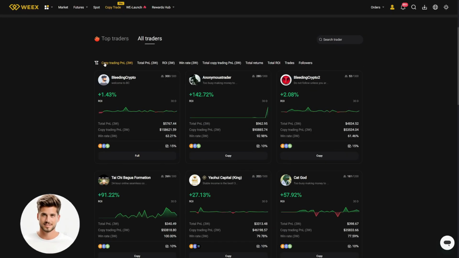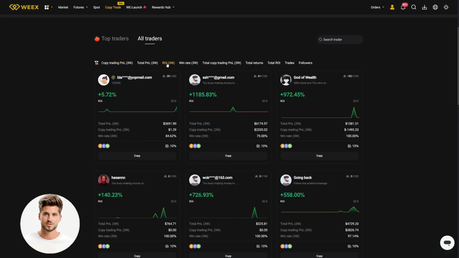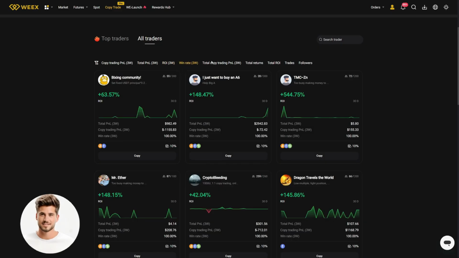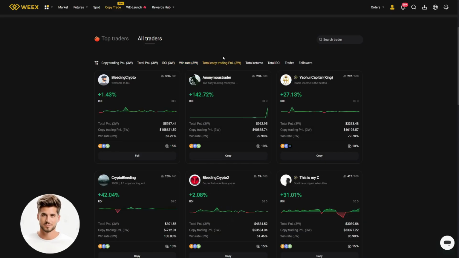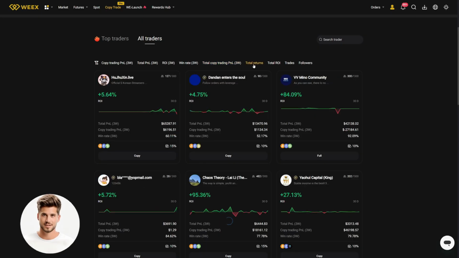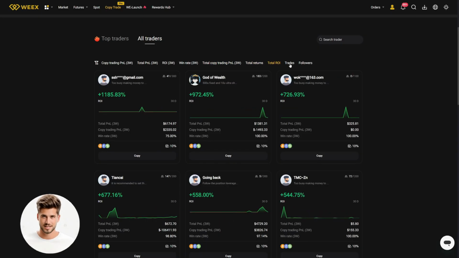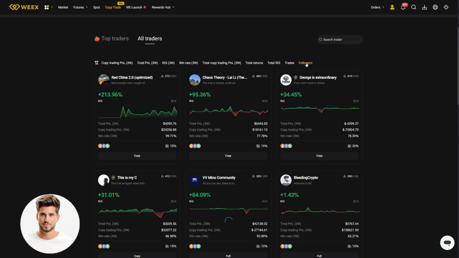We have different options to sort for different types of traders. For example, how much money he made in the last 3 weeks, what his return on investment was, which means percentage-wise, his win rate, which I don't really recommend to look at. Then the total copy trading P&L, which means how much money the people made that were copying this trader. Then total returns, what the overall P&L was, total ROI, and then also how many trades he took and how many followers he has. In this case, I will go with copy trading P&L.